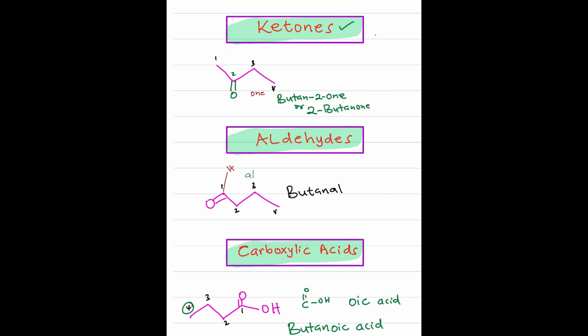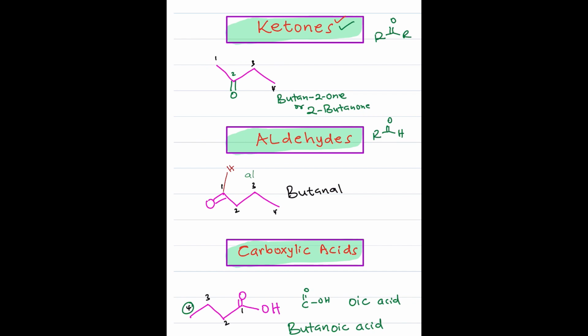Next we look at ketones. And ketones have an alkyl group on one side, a carbonyl in the middle, and another alkyl group on the other side. While an aldehyde has an alkyl group on one side, a carbonyl, and then a hydrogen on the other side. So in this example, we have an alkyl group, a carbonyl, and then another alkyl group, and that makes it a ketone.